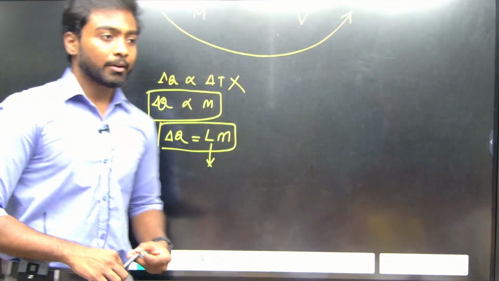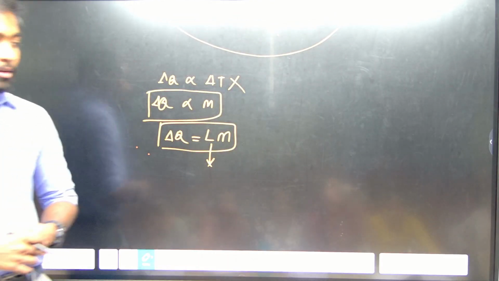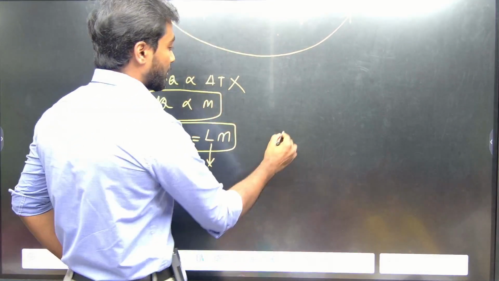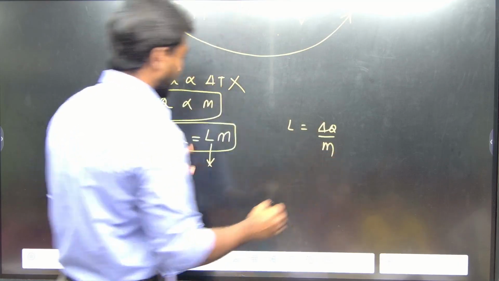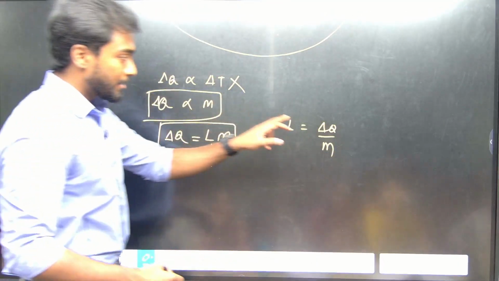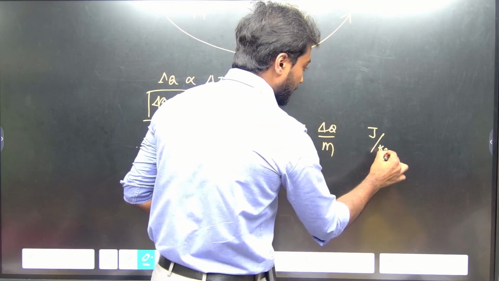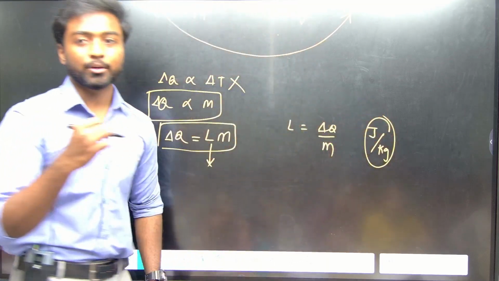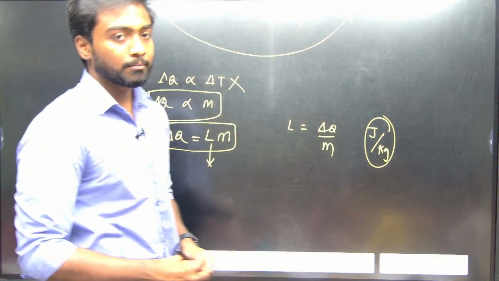Completed. So L is nothing but coefficient of latent heat. So the SI unit of latent heat is L is equals to delta Q by M, no? I can write this. So delta Q, it is heat, so joules per kg. So this is my SI unit. Joules per kg is the SI unit of latent heat.